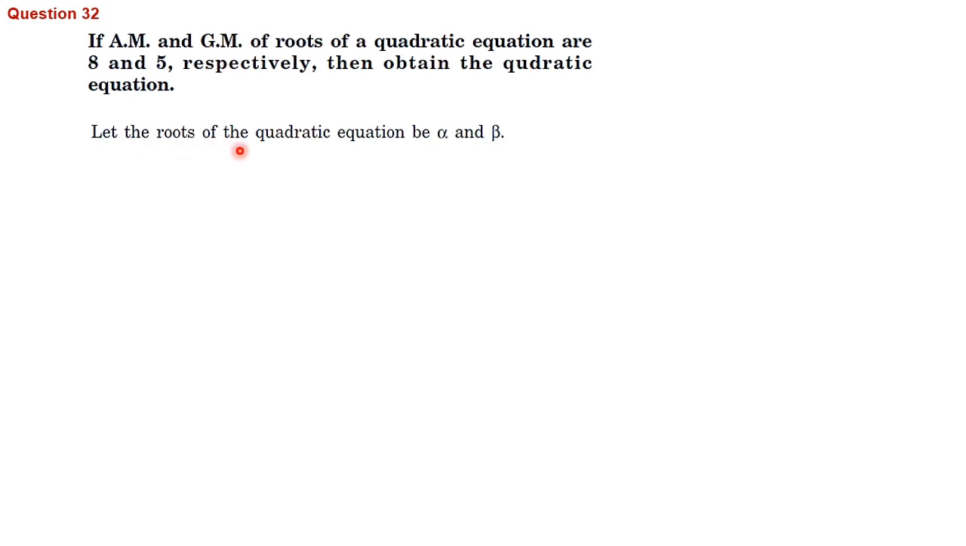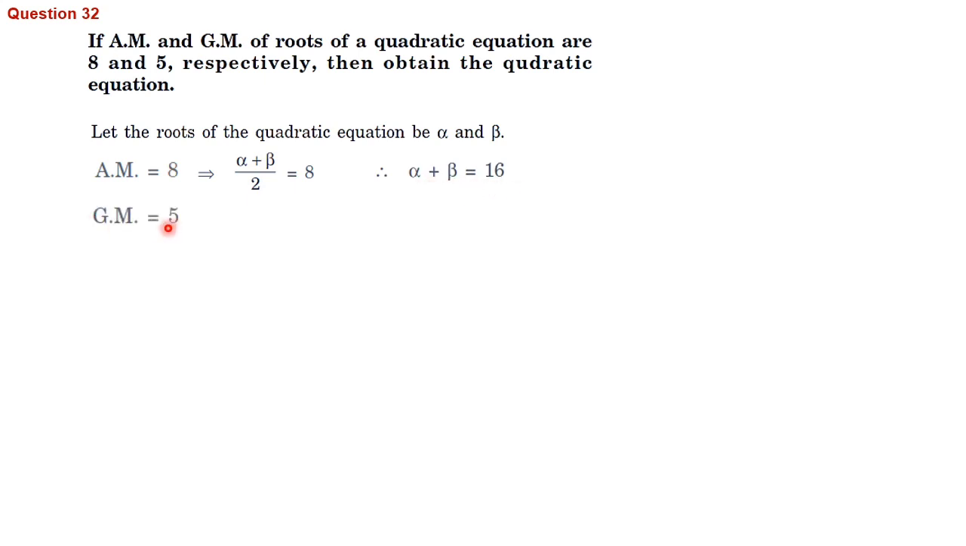Let the roots of the quadratic equation be alpha and beta. AM is equal to 8, and we know the arithmetic mean formula is alpha plus beta by 2. Here alpha and beta are the roots we have taken. Previously A and B, we took A plus B by 2. So here alpha plus beta by 2 is equal to 8. That means alpha plus beta is equal to 16.